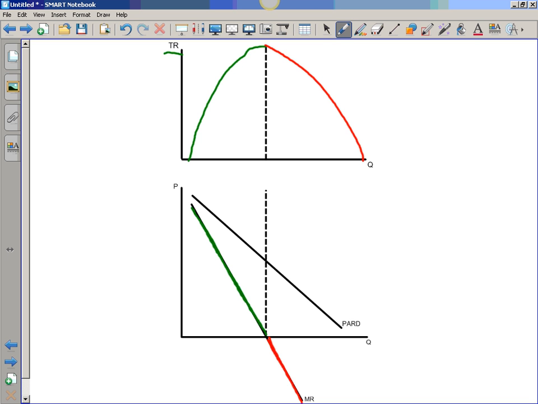This is another version of a graph we've seen at other times in the course with regard to profits, total product, and so on. But the point here is that as long as marginal revenue is positive, lowering the price to increase quantity is going to increase total revenue. If marginal revenue is negative, then lowering the price and increasing the quantity is actually going to reduce revenue.